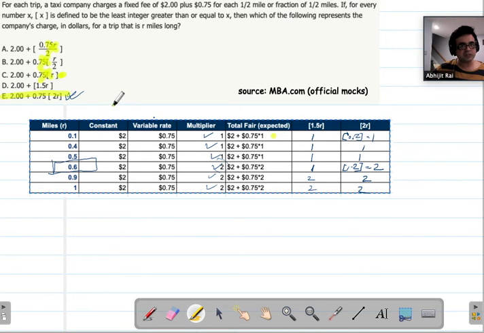The important ones that we have to make a decision on would be D, 1.5r, and E, 0.75 multiplied by 2r. Basically, here you are multiplying 0.75 by 2, 1.5, and here you are still multiplying 0.75 by 2r, but 2r is in greatest integer. That's the biggest difference. And what you are seeing is that the answer would come out to be E.